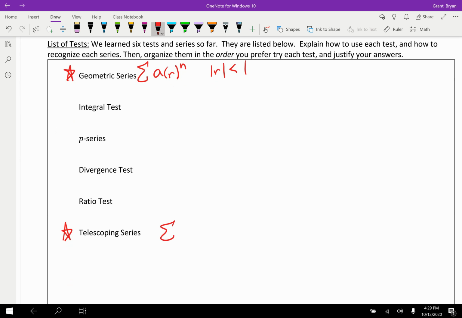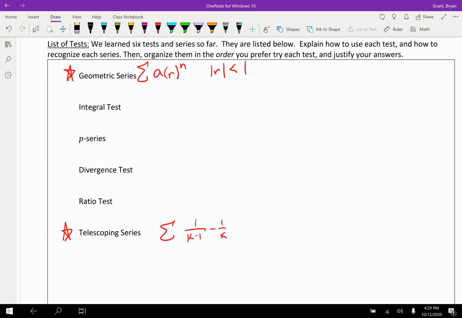Telescoping series are a little bit harder to pin down, but usually it's something like 1 over k minus 1 over k plus 1, something like that, where you have 2 terms that are pretty close together and there shouldn't be a plus in there. There's going to be a minus, and things are going to start to cancel out when you start to write out all those terms. But those are really the only 2 that we can find sums for.